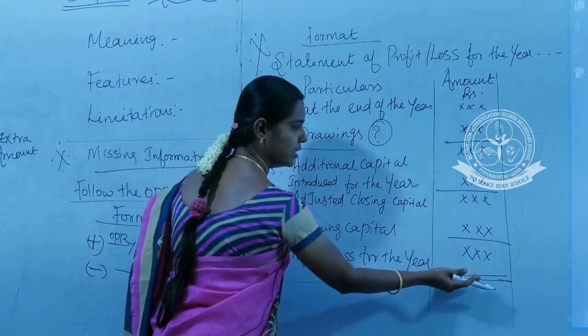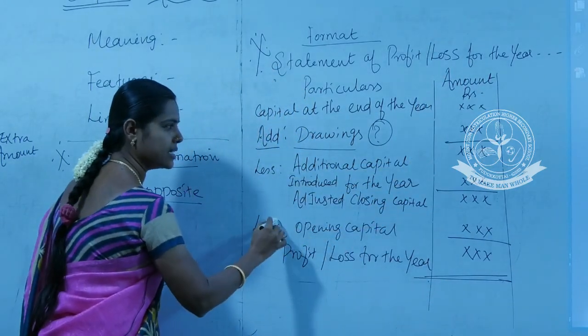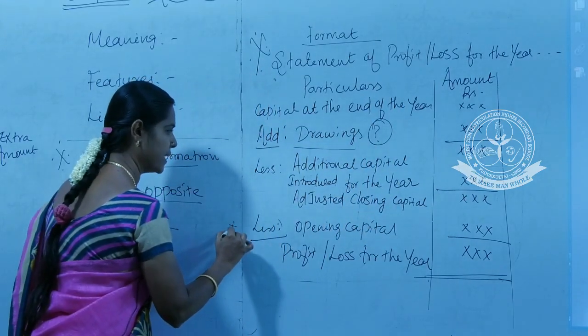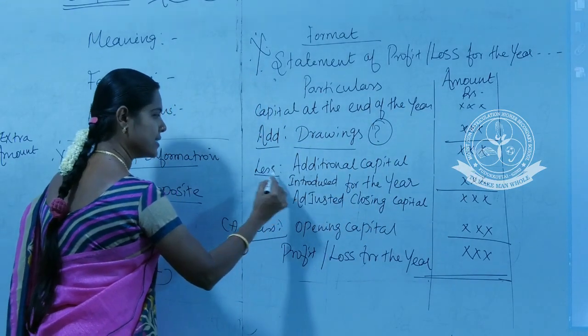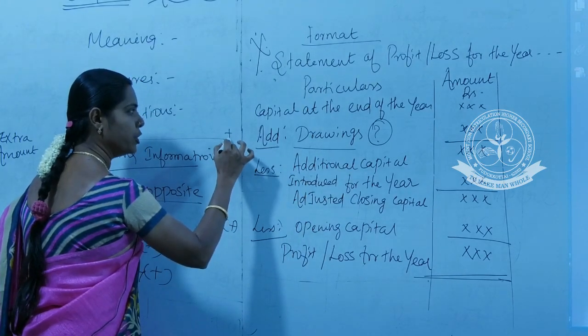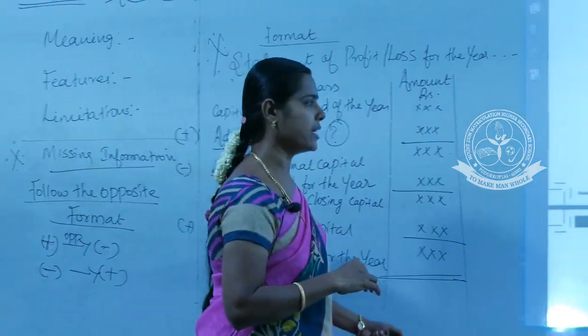You start from here, from the bottom, flowing upward. Where it is given as less, when you are moving from the bottom you have to make it a plus. Here it is a less, so we make it a minus. Where it is add, you make it a plus. This is the opposite format you are going to follow.